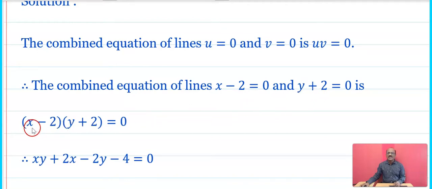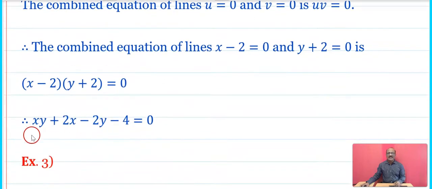In first bracket x minus 2, in second bracket y plus 2, that equals 0. Their product: x into y, x into 2, minus 2 into y, minus 2 into 2, minus 4. And hence xy plus 2x minus 2y minus 4 is equal to 0.